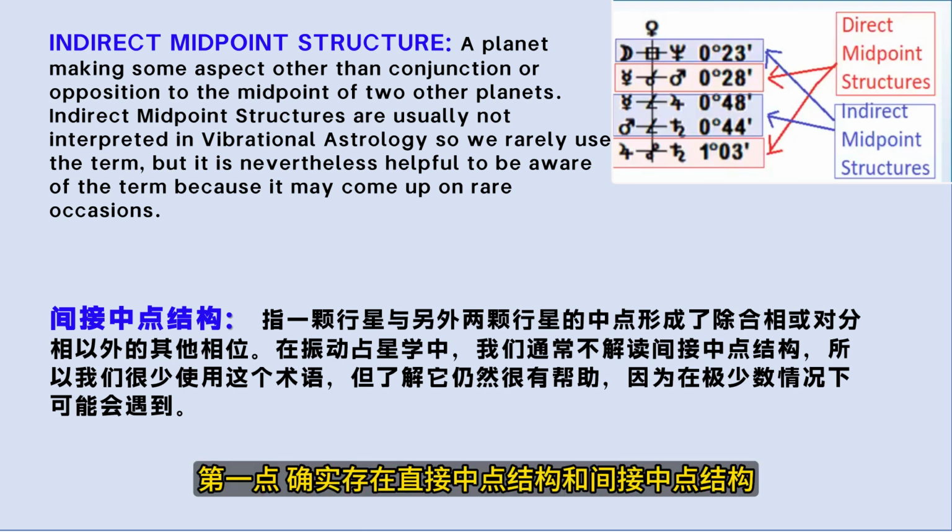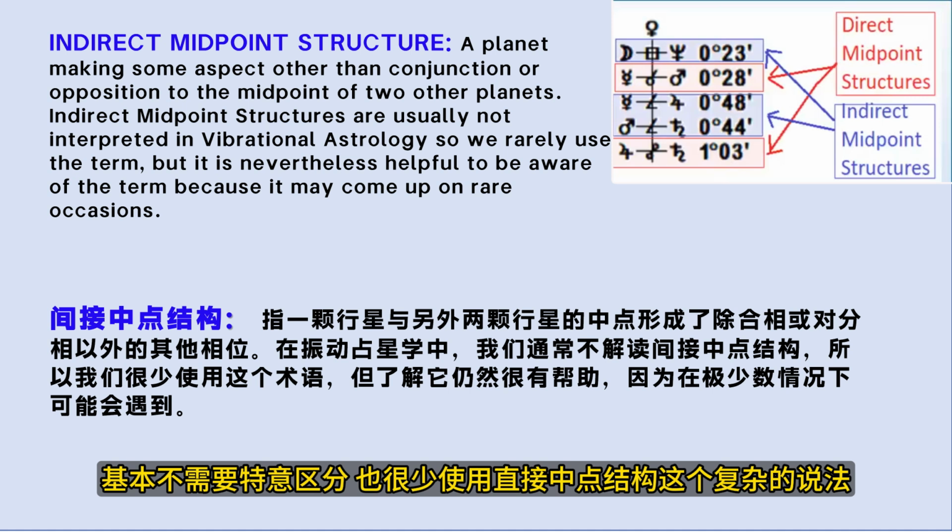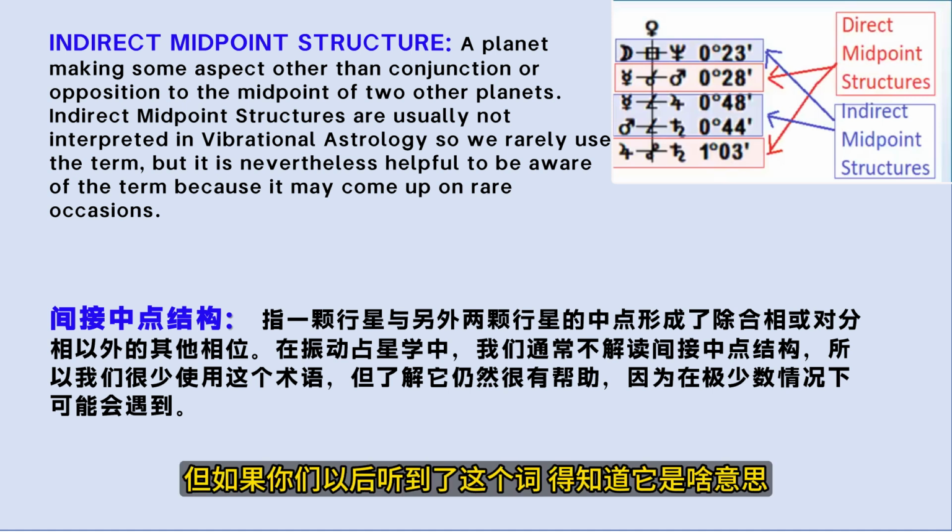Point number 1, there are direct midpoint structures and indirect midpoint structures. However, in vibrational astrology, we only interpret direct midpoint structures, so we very rarely need the term, and we almost never use it. But if you hear it, you know what it is now.